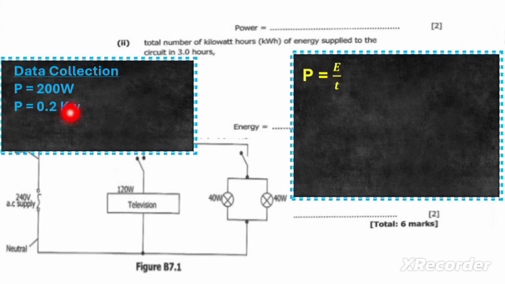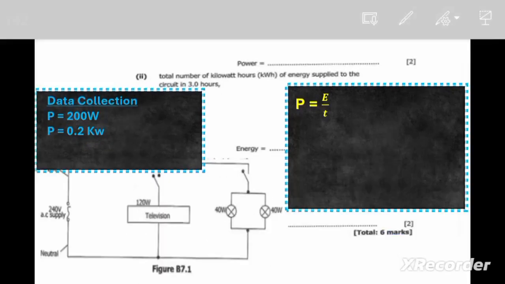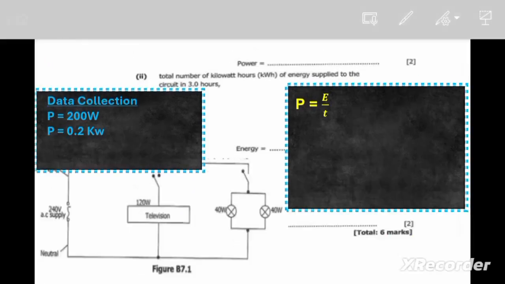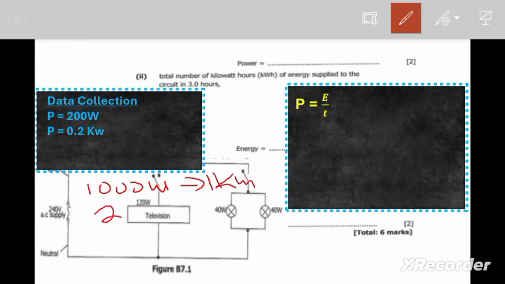Remember, we also need to convert power from watts to kilowatts. So we need to remember that 1000 watts make 1 kilowatt, and we have 200 watts here. Here we are going to write x.